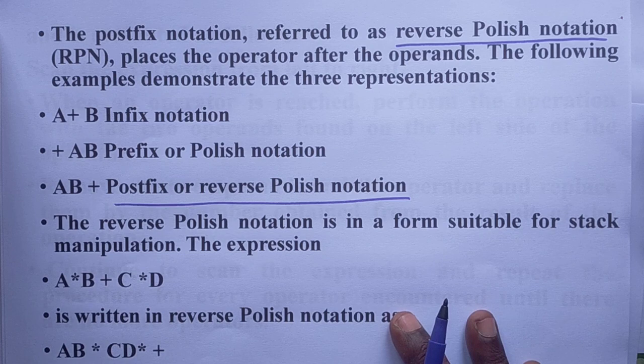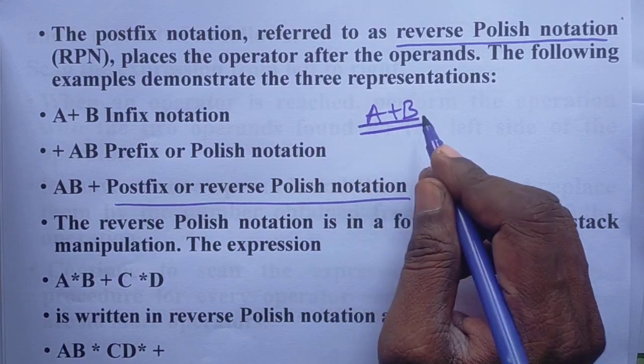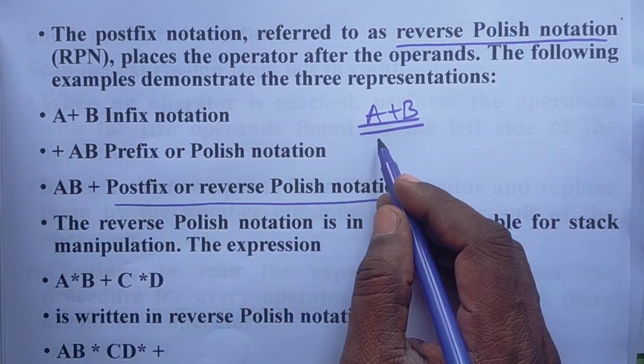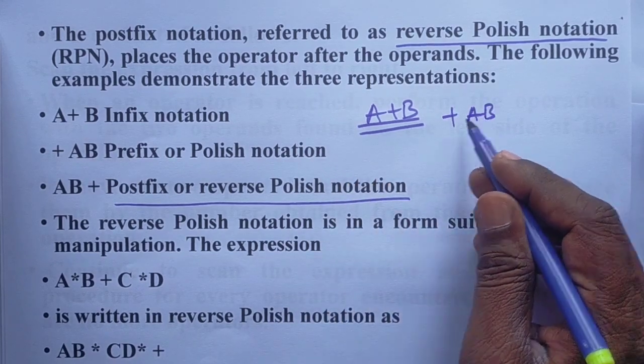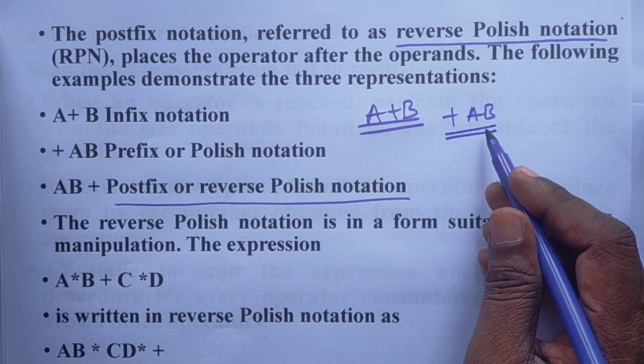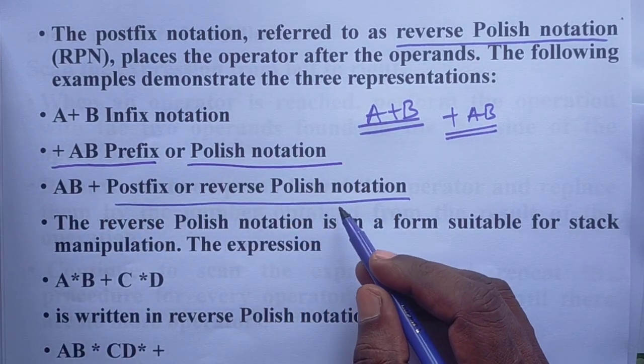Once again, we see how to demonstrate different expressions with different notations. Suppose we take a simple example, a plus b. In infix notation, we can write the expression directly as a plus b. In prefix notation, first the operator comes, then the operands, that means plus ab. So in this way you can write. Here plus ab is a prefix or Polish notation. Actually it is a Polish notation.